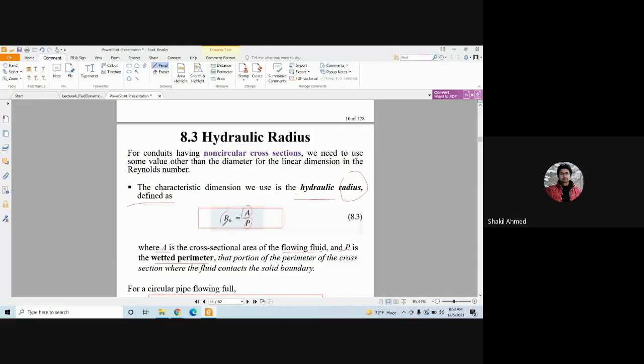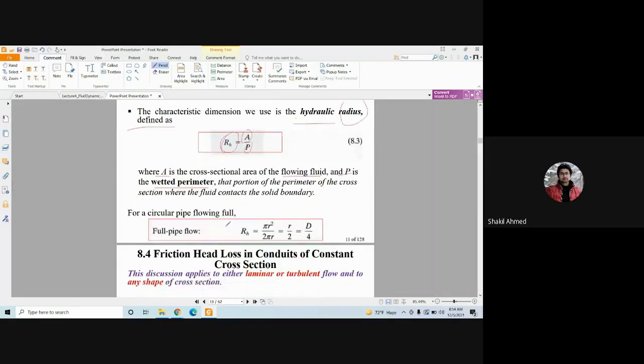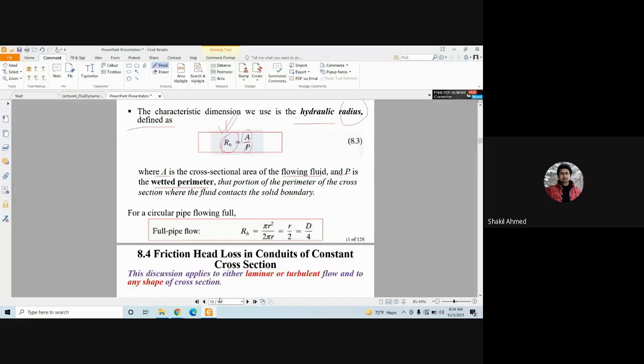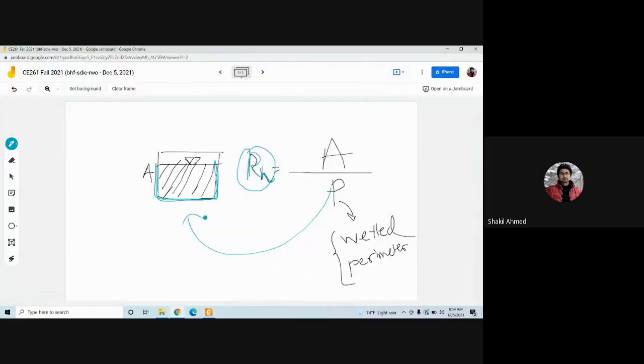So in this way, you can calculate the Reynolds number. Sorry, this is not the Reynolds number, this is the hydraulic radius. So in this way, you can calculate the hypothetical hydraulic radius for non-circular as well as circular pipes.